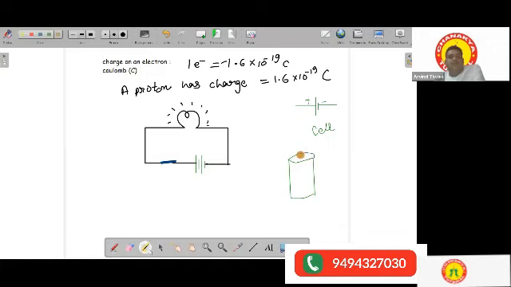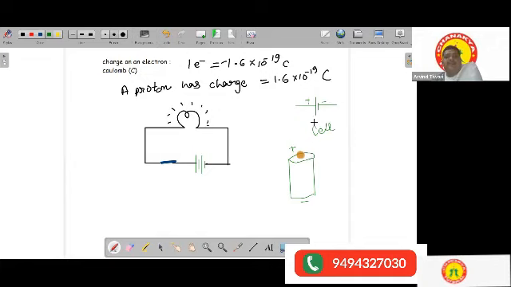Okay. You have the two terminals. This terminal will be the positive terminal and the bottom terminal will be the negative terminal. Right? So the same cell can be drawn with this symbol. If you use a battery, you can use a combination of these.